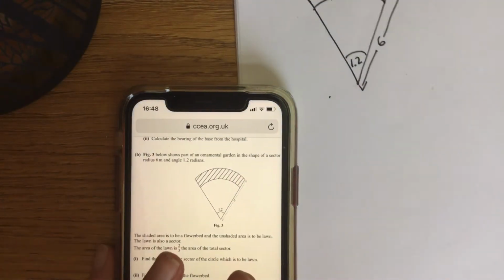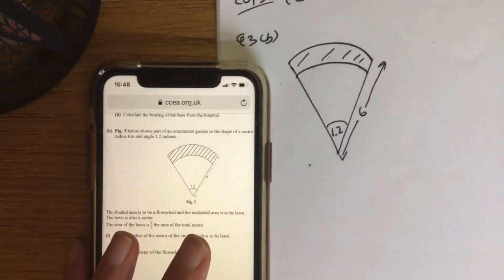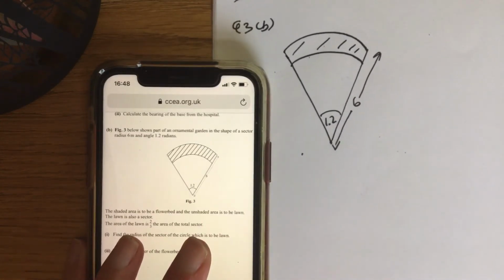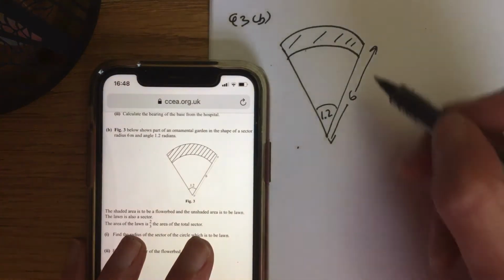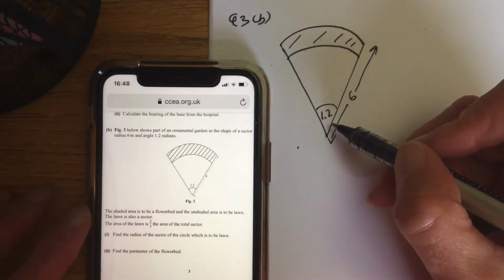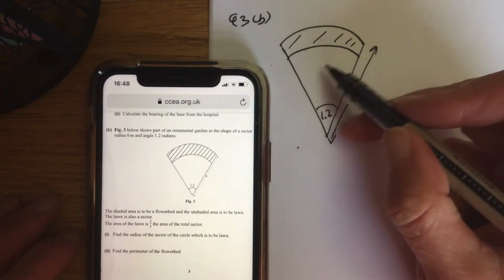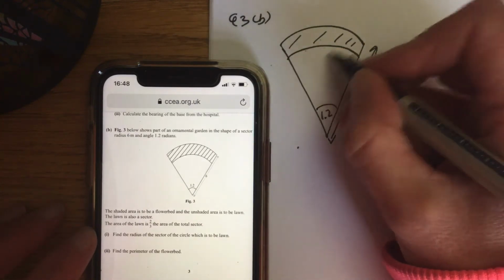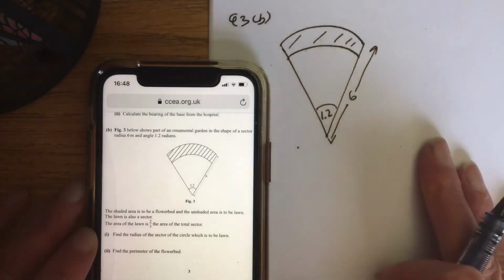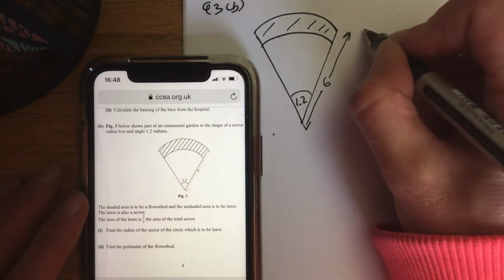I'm looking at 2015 C2 question 3b. Below shows a part of an ornamental garden that's in the shape of a sector, radius 6 and angle 1.2 radians. The shaded area is a flower bed and the unshaded area is lawn. The area of the lawn is 2/3 of the total sector. So first of all, let's do something with that information.